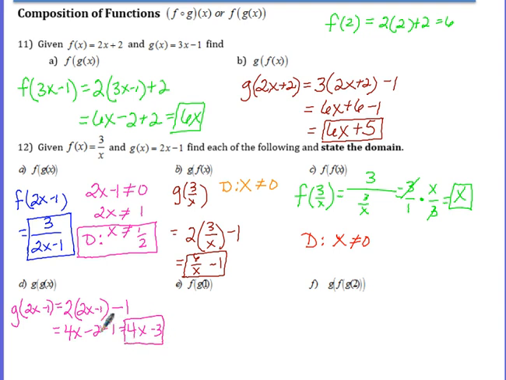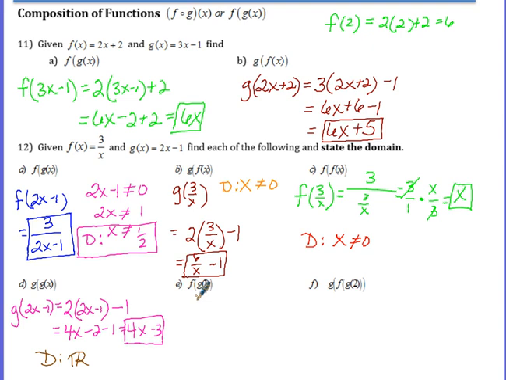Is there anything we can do, either in this step or in this last step, that would cause division by 0 or square root of a negative? No, there is not. Therefore, the domain for this is all real numbers. There are no troublemakers here. There's no way we could cause a problem here.